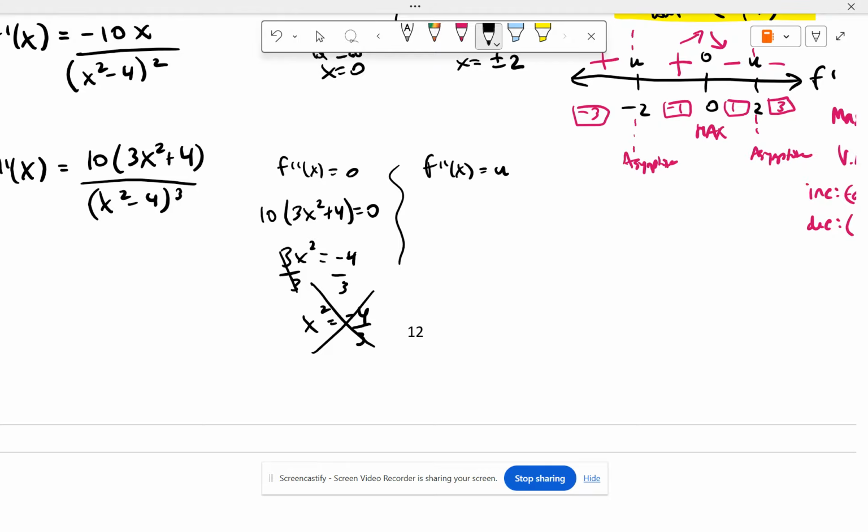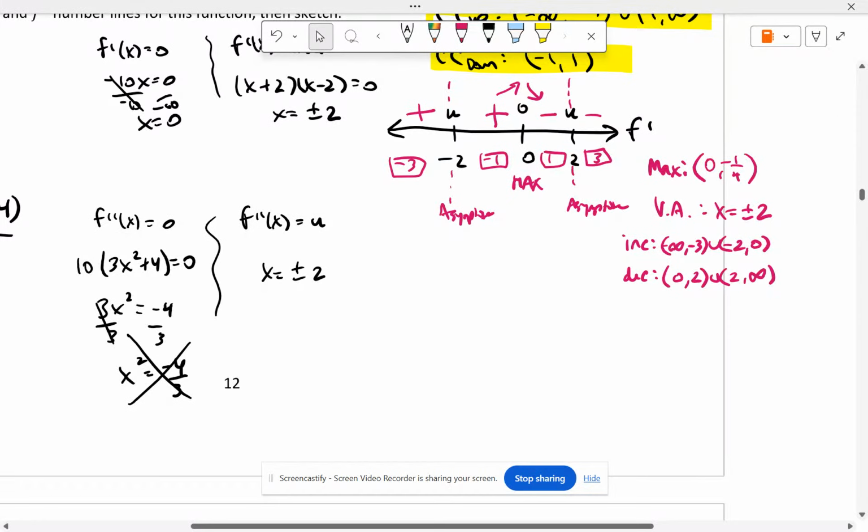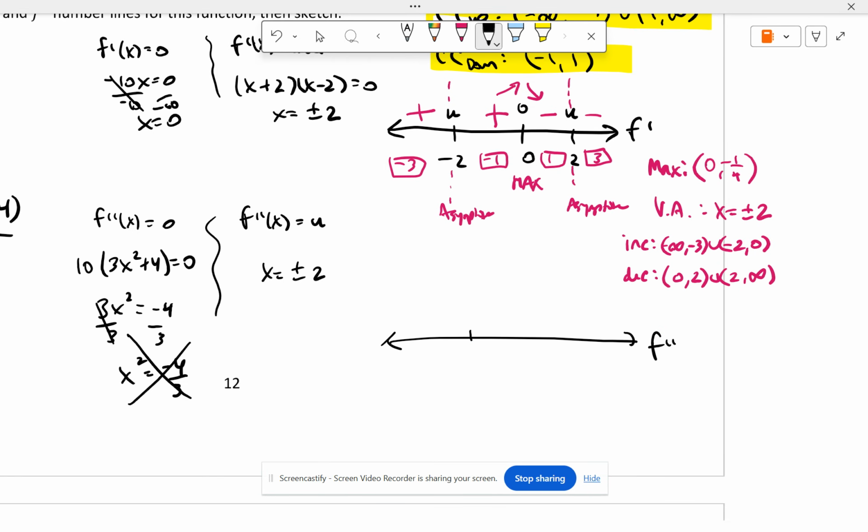But we do know that it has the same denominator up top. So we are undefined when x equals plus or minus 2. What does that look like on the number line? Let's see. F double prime number line. I'm going to put -2 here and 2 here. These came from the asymptotes from the denominator. Okay, so on either side of the asymptotes, what's going on here?